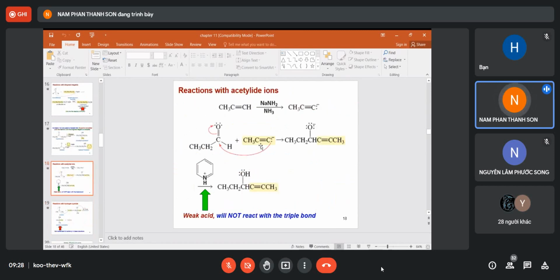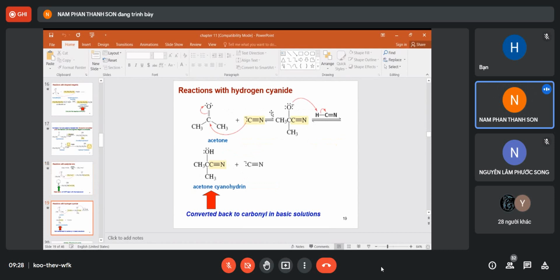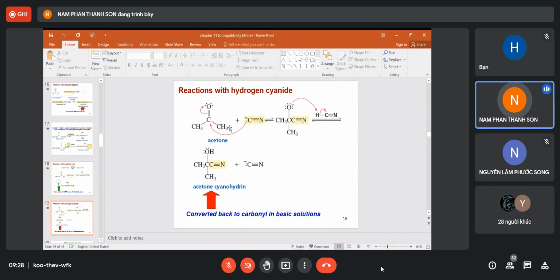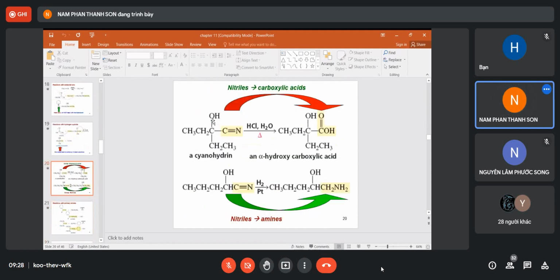Or we can use cyanide or acetylide, C triple bond N cyanide, or acetylide. So negative adds to positive, the same thing. Nucleophilic. But we have two important reactions. Look, after we have C triple bond N, if we carry out the hydrolysis, we have carboxylic acid, and if we add hydrogen, this becomes amine.